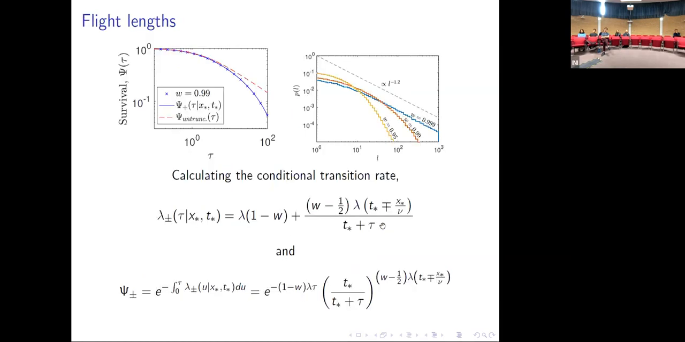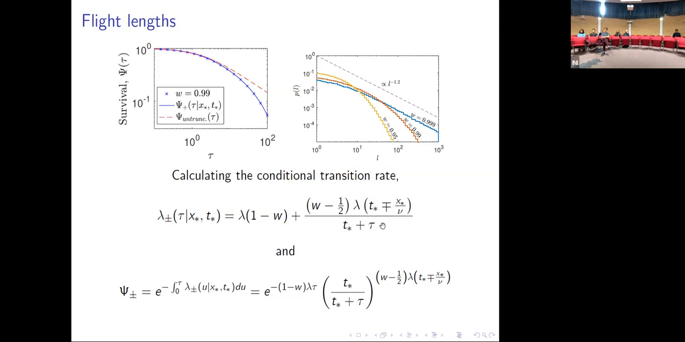So next, we can actually calculate the flight lengths based on the sum of exponential flights. And this is very important because Levy walks usually are defined by the fact that they have power law distributed flights in CTRW theory. So if we calculate the conditional transition rate, given that I switch directions at position x star and time t star, what is the rate at which I then stay in that state of positive or negative velocity? And from this, you can obtain the conditional survival probability.